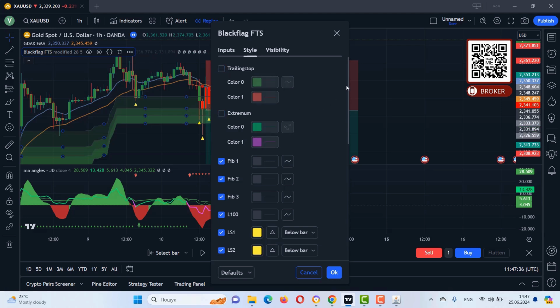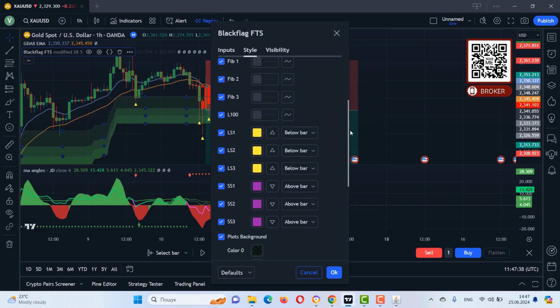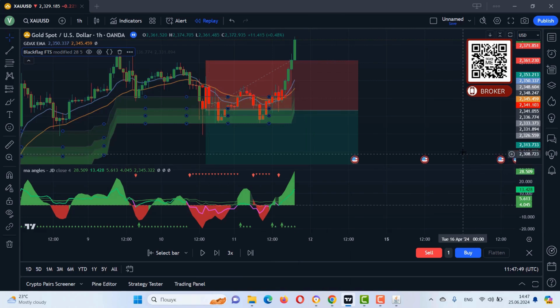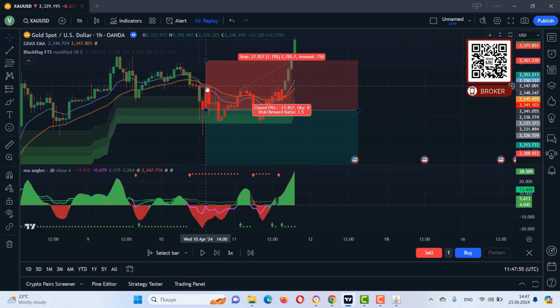Here, and here we deselect the boxes. And also, look, pay attention. It cut it, the same as mine. So I set it up. That's all.